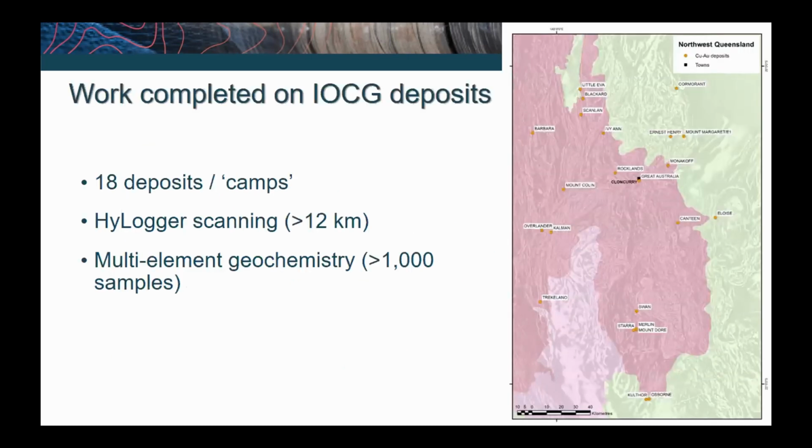So we have a pretty good coverage of the region. We covered 18 deposits or camps, with just a few exceptions of noticeable IOCGs worth discussing. We did HyLogger scanning of more than 12 kilometers of continuous core plus individual samples, and multi-element geochemistry consistently done for more than 1,000 samples.